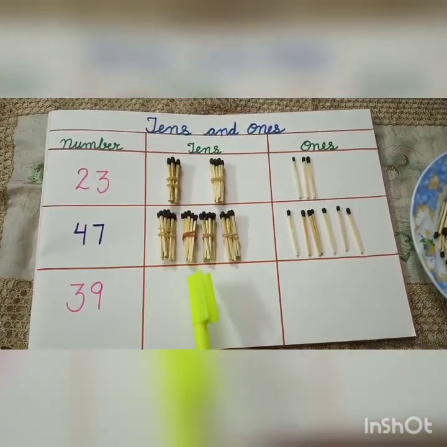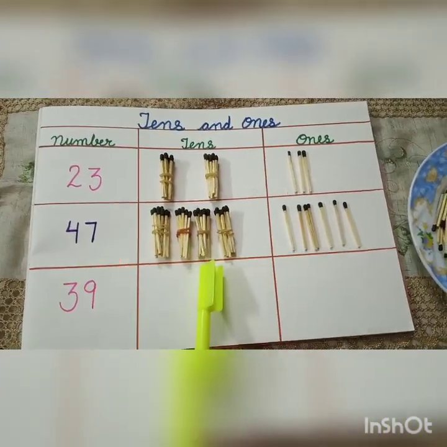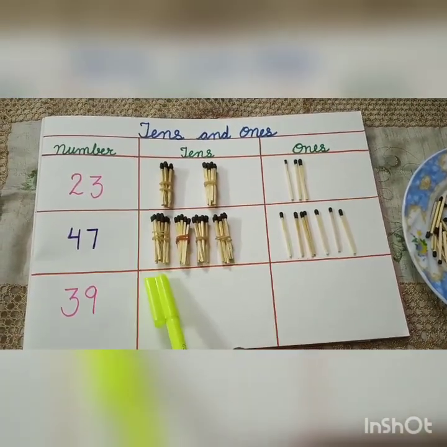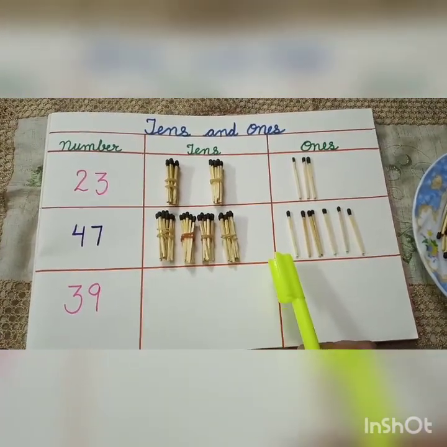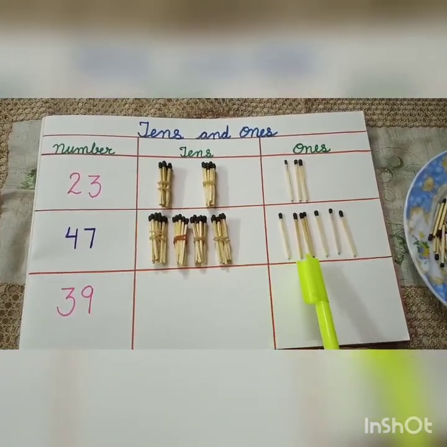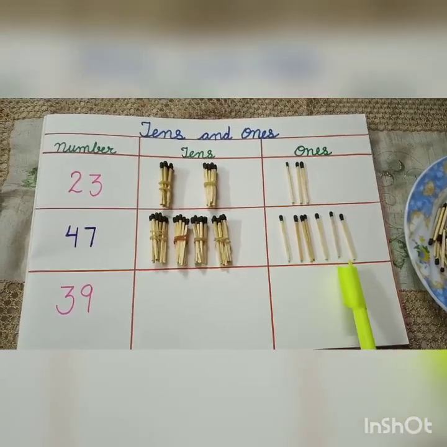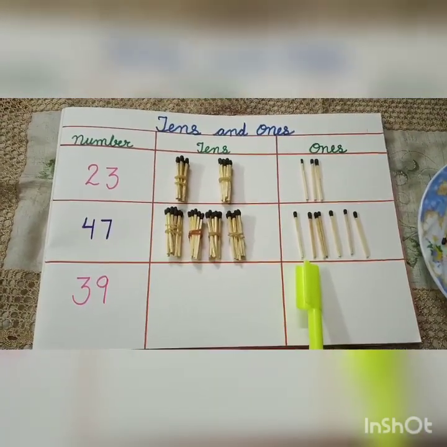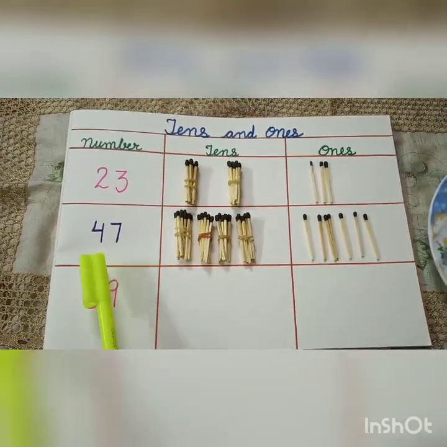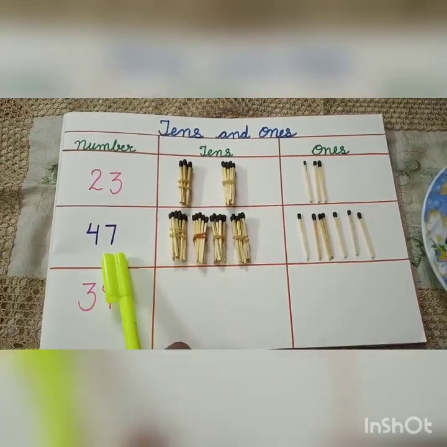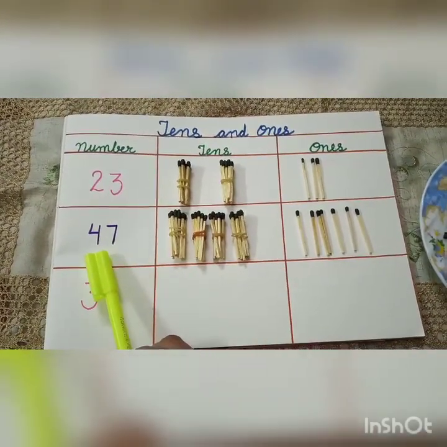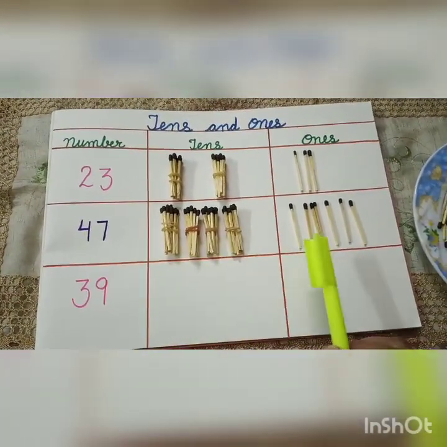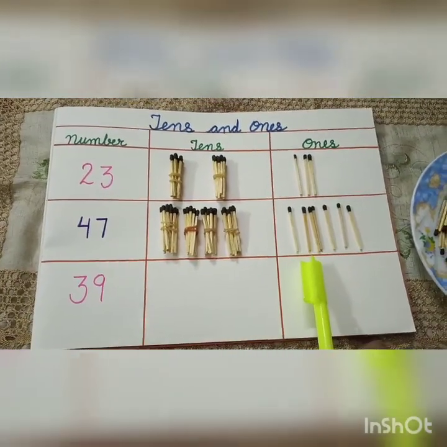Now you can easily tell me how many tens are here. 1, 2, 3 and 4. We have 4 tens and how many ones are here? 1, 2, 3, 4, 5, 6, 7 ones. So in 47, 4 tens and 7 ones are here. So when I ask you how many tens and how many ones in 47, you can say in 47 there are 4 tens and 7 ones. Very good.